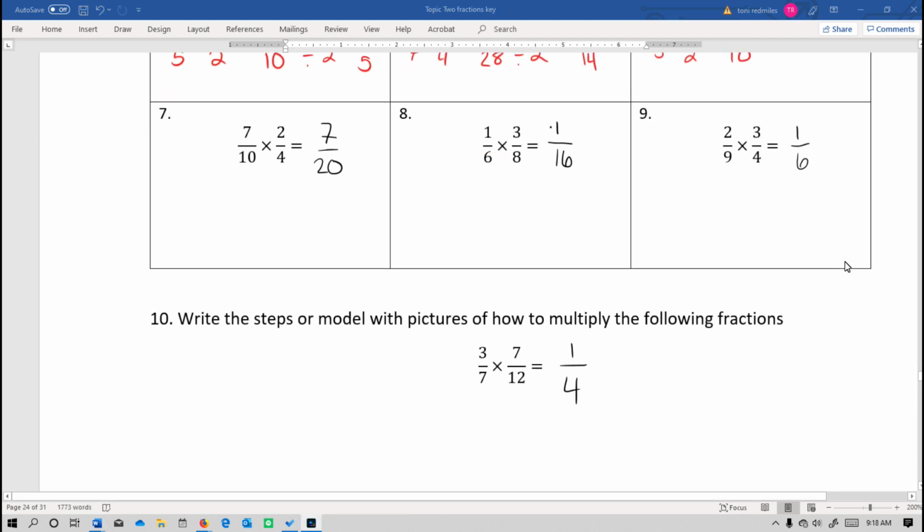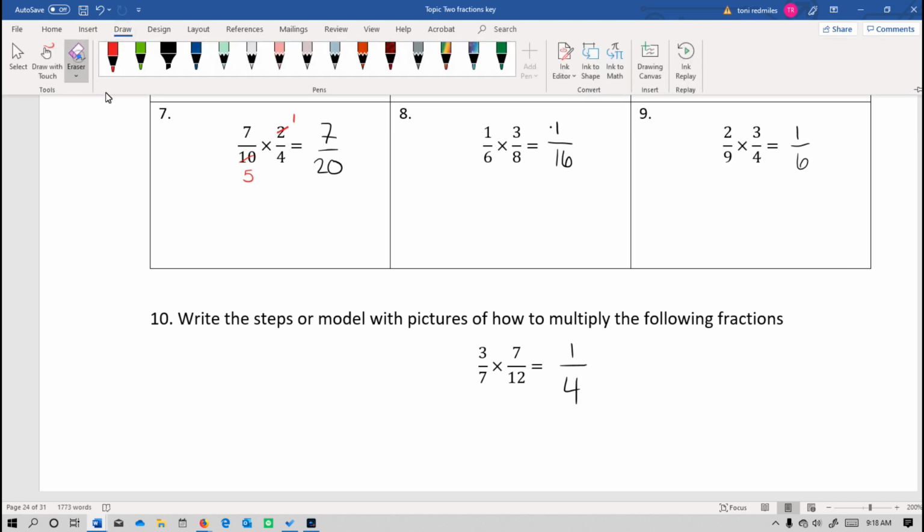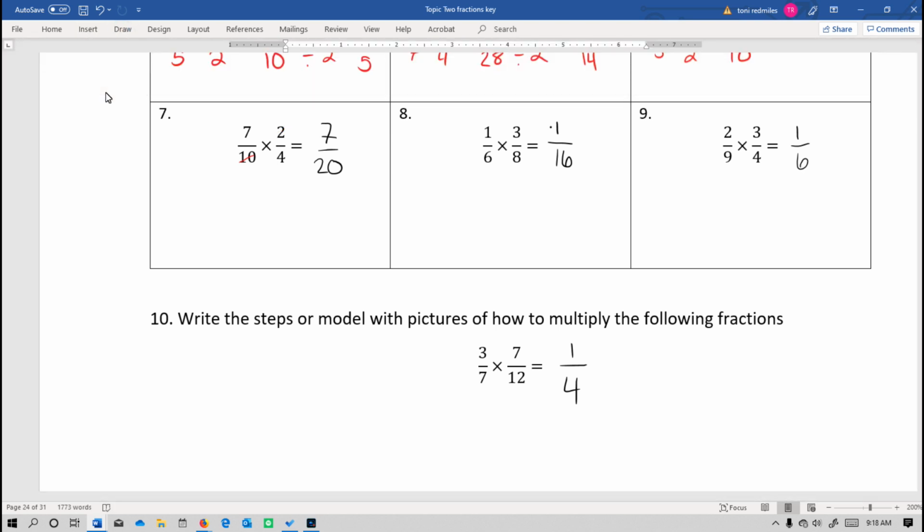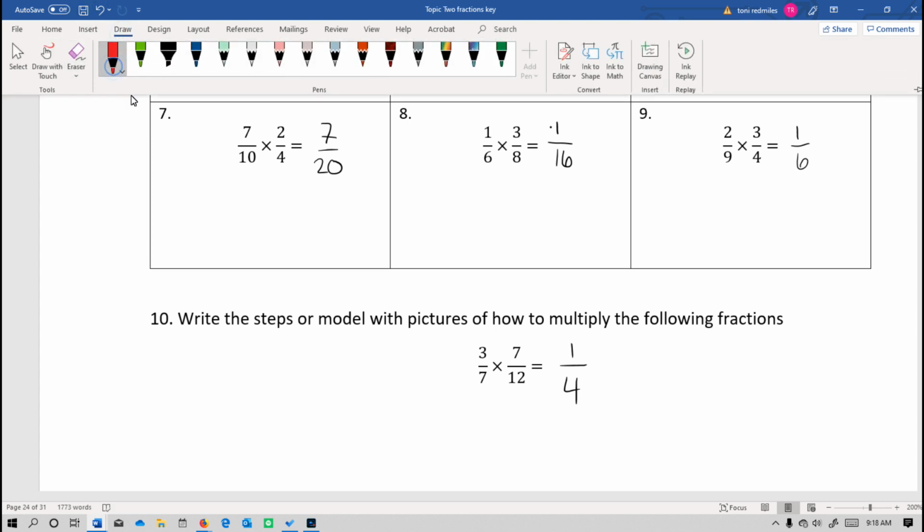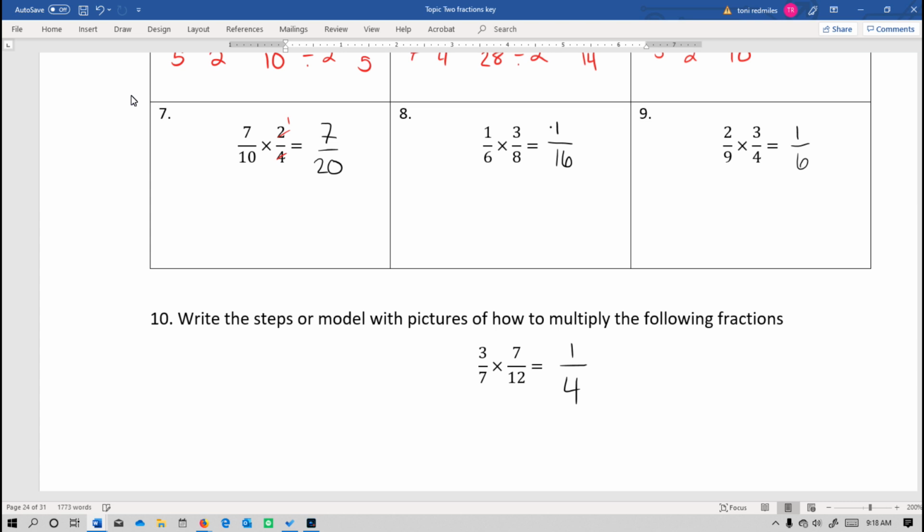All right, we have 4 more questions to go. So in this one, I could have reduced by going 2 goes into 2 one time and 2 goes into 10 5 times. I also could have done, if you want to do it this way, the 2 and the 4 because they're still diagonal, right? So 2 goes into 2 one time and into 4 2 times. Either way, it's going to give you the same answer. 7 times 1 is 7, and 10 times 2 is 20, okay? I could have just done it the old-fashioned way as well. Multiply across the tops and get 14, and multiply across the bottoms and get 40.